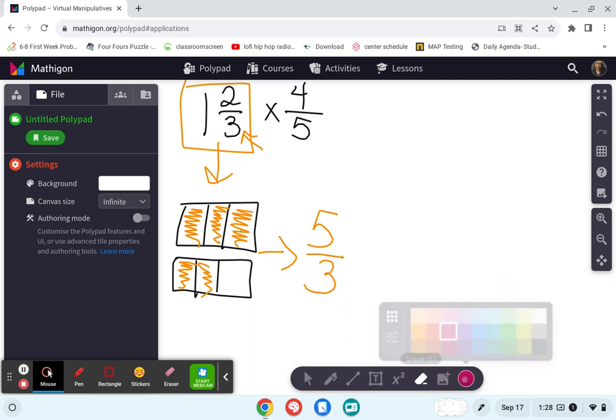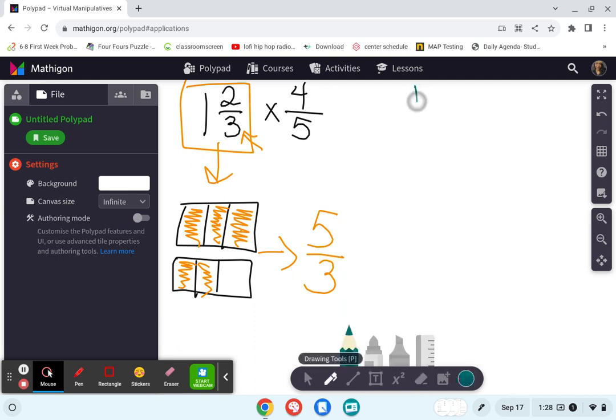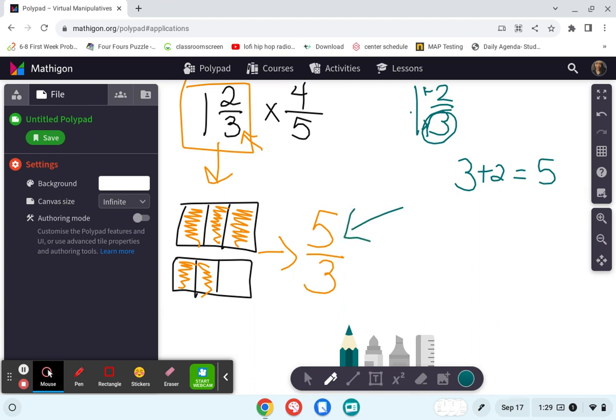I have 1 2/3, right? And I want to convert that. So I'm going to multiply my denominator by my whole number. That'll give me 3. And then I'm going to add my numerator, okay? That will give me 3 plus 2, which is 5. I'm going to keep my denominator just like I did over here. So that will be 5/3 times 4/5.